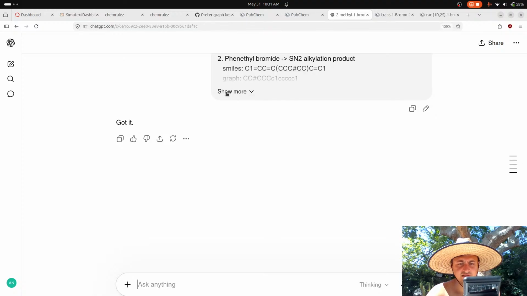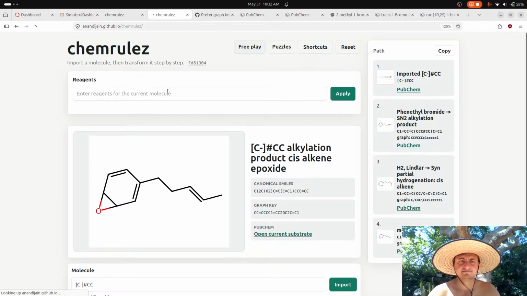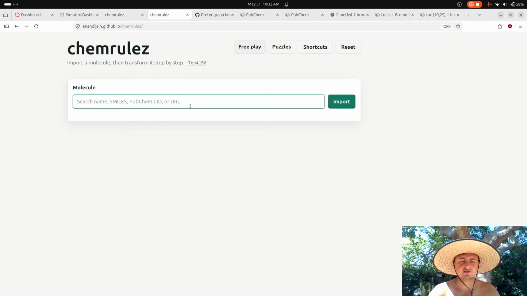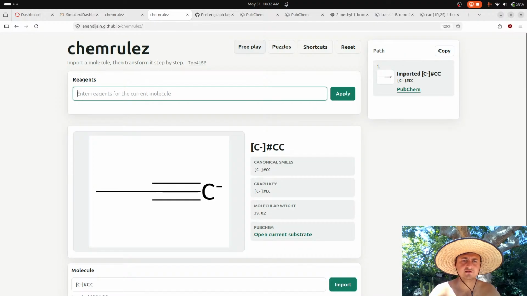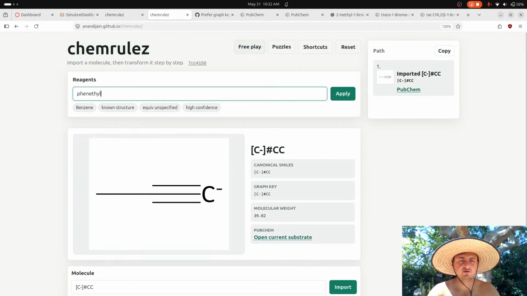Alright, 7cc. Okay, I think the reason you were still seeing it was browser caching, not the rule code itself. Okay, cool. So let's try it. Okay, we're on the new commit. Alright, so C minus hash CC phenethyl bromide.